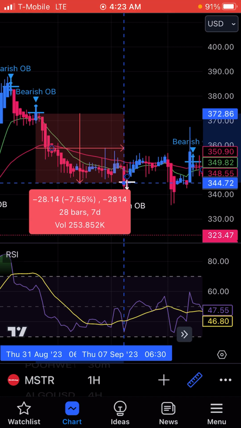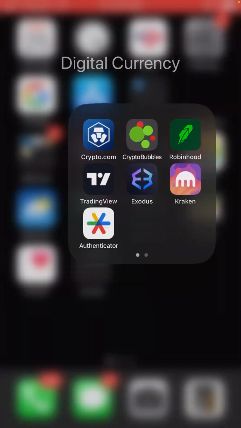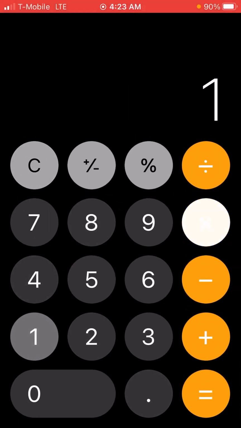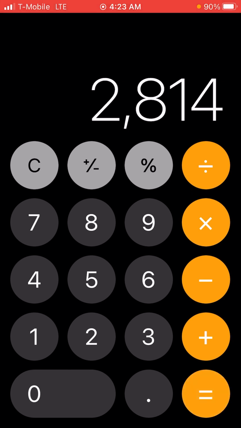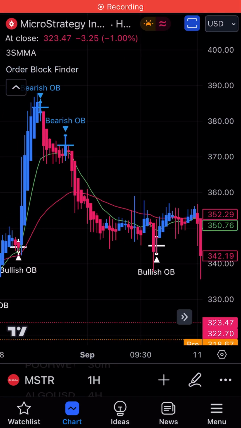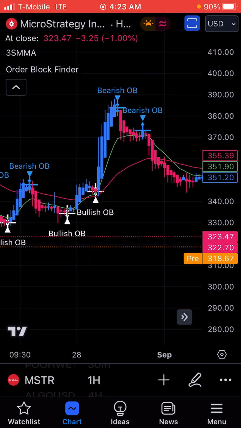But this one is a $28 move difference. MicroStrategy, it's about $100 for every dollar. So this is a 28.14. It's about $100 for every dollar. It's $2,814 right here. So let's look at another one.